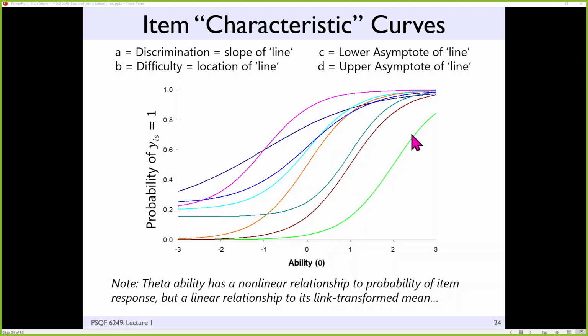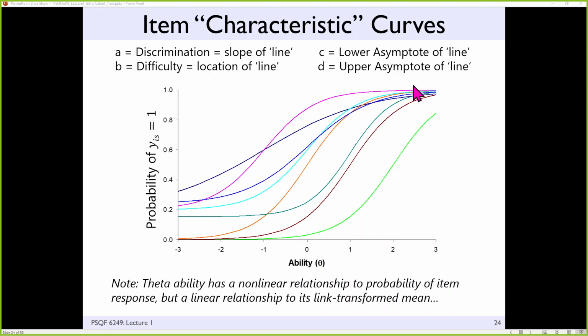The green line is optimal for measuring people who are high on this trait. If somebody is low on this trait, I don't have any idea what they're going to answer. Probability is 0 for like the entire lower half of the distribution, whereas this blue line right here is the opposite. It's designed to distinguish people of lower trait levels and not so much the higher part.